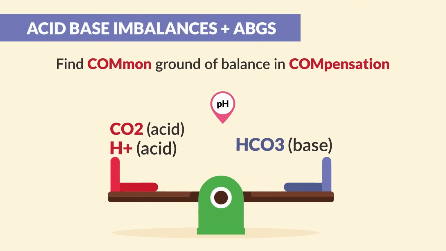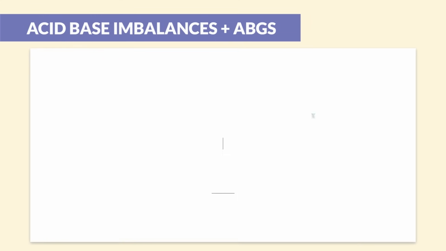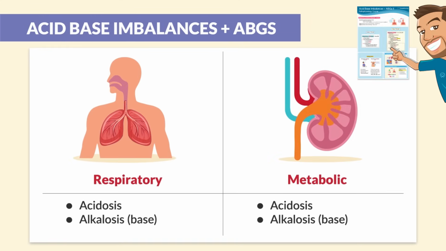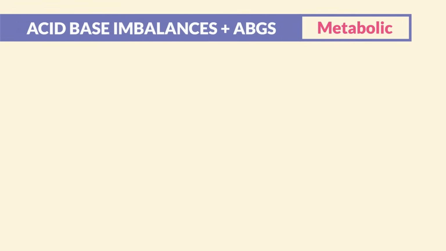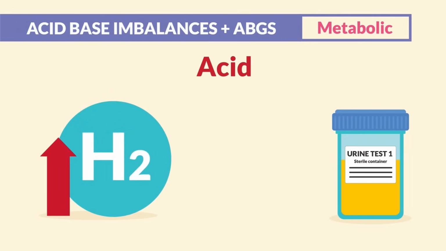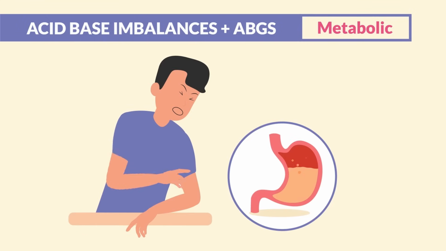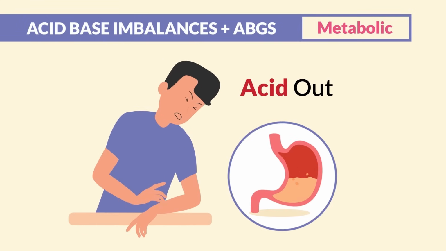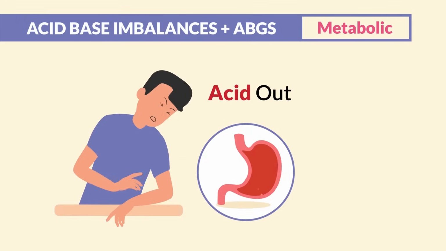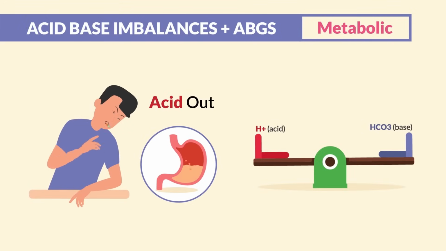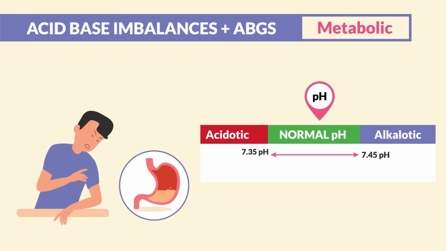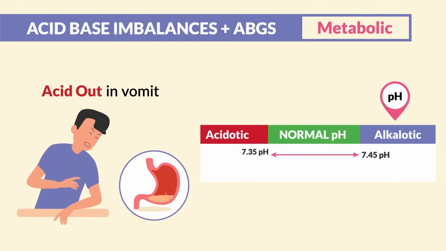Now that we understand the basics behind acid and base, let's talk about respiratory versus metabolic acidosis or alkalosis. For metabolic, as mentioned before, acid can be found in the urine from those high hydrogen ions, and also in the stomach acids, right? So what happens if the patient vomits out all that stomach acid? Well, what are we left with? Acid or base? Well, base. We're left in alkalosis, since we threw up all that acid out of the body and into the potty.